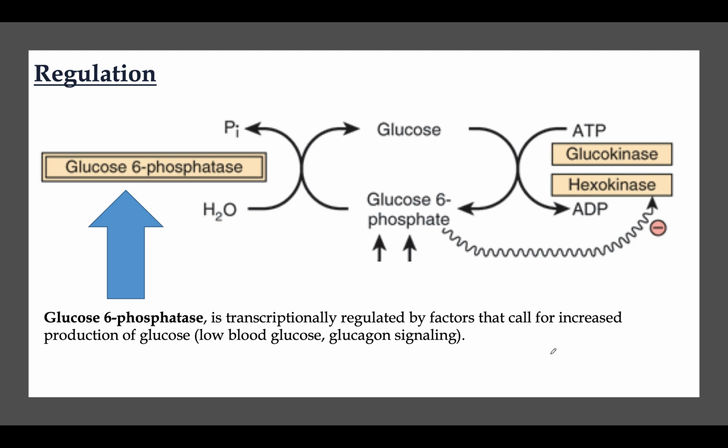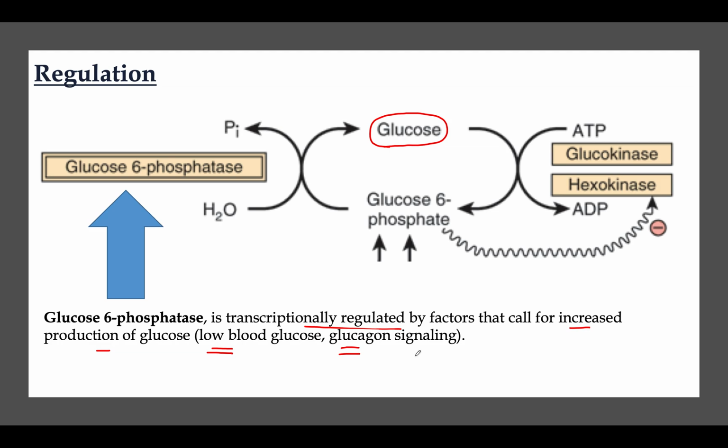Now, very briefly, we have to look at how the enzyme glucose 6-phosphatase is regulated. I told you in the class, anything that is increasing the levels of blood glucose will be favored by glucagon, which is a hormone that exhibits properties opposite to that of the hormone insulin. So glucose 6-phosphatase is transcriptionally regulated by factors that call for increased production of glucose. The first factor that will stimulate the production of glucose 6-phosphatase is low blood glucose. And the second factor is glucagon.